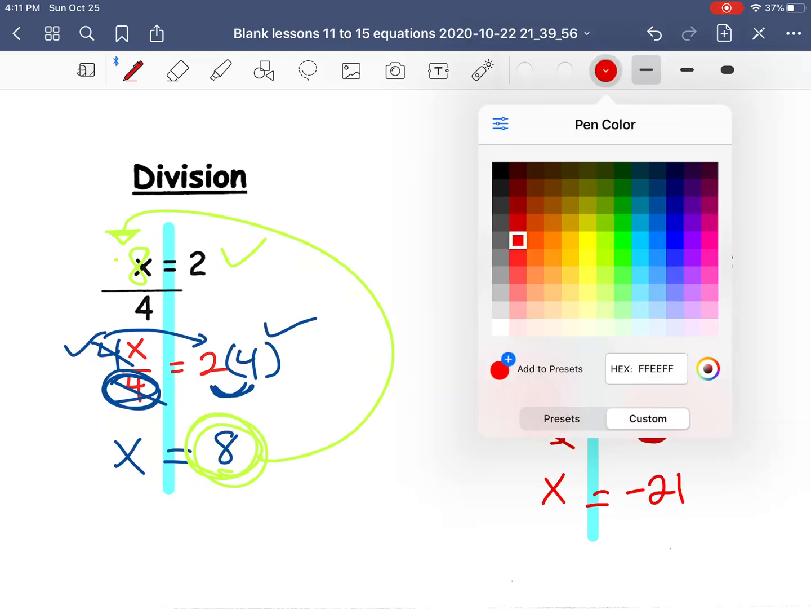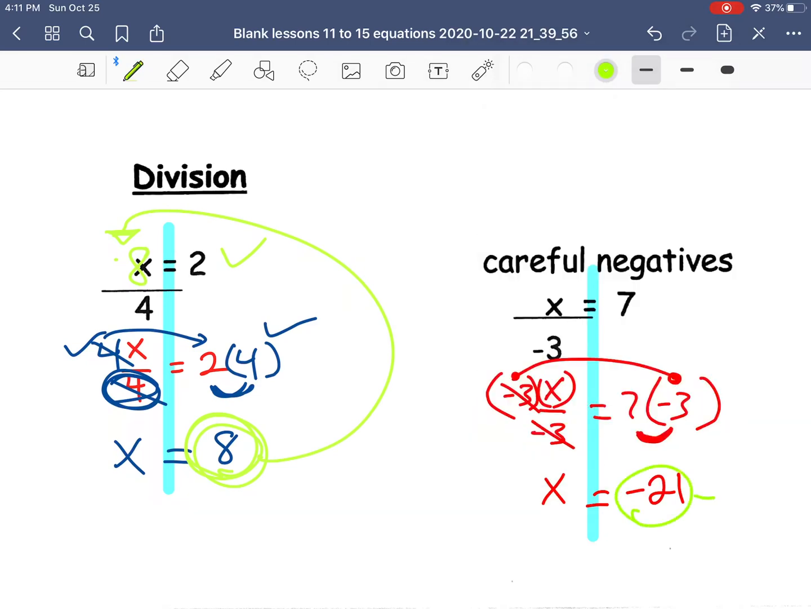Again, you can go plug that number in, right? So negative 21, go plug that in. 21 divided by 3 is 7. Negative negative is a positive 7, so it's perfect.